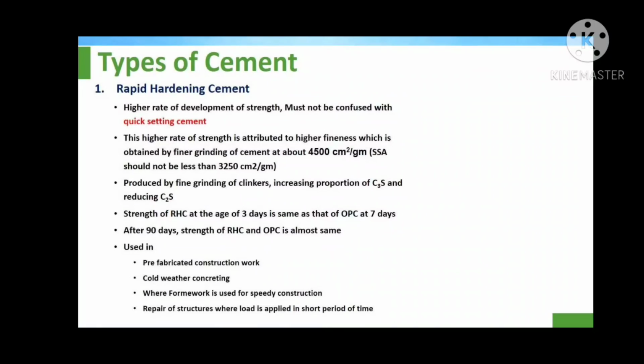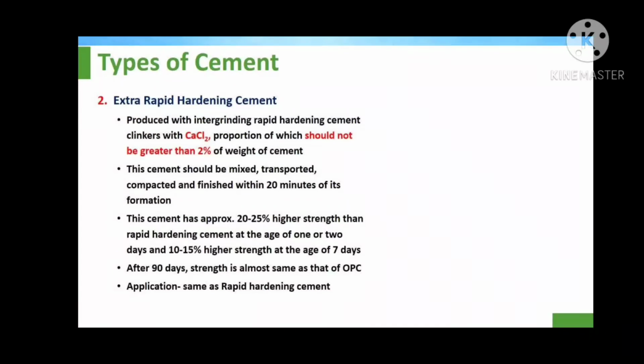Used in prefabricated construction work, cold weather concreting, where formwork is used for speedy construction, and repair of a structure where load is applied in a short period of time. Second, extra rapid hardening cement, produced by intergrinding rapid hardening cement clinkers with CaCl2, the proportion of which should not be greater than 2% of the weight of cement. This cement should be mixed, transported, compacted and finished within 20 minutes of its formation.